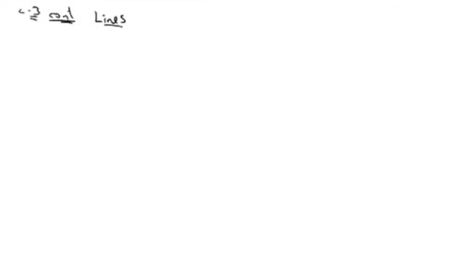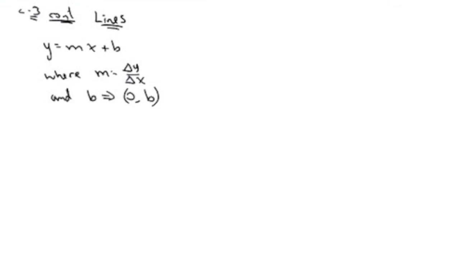Lines. So y equals mx plus b, where m equals change in y over change in x, and b becomes 0, b as a coordinate. Now on a test, if I ask for what the y-intercept is, if you tell me 5, I don't give you credit for it. Because 5 is not a point on a piece of graph paper. 5 is just a plain old number. So you have to say 0, 5 to really emphasize that you know it's on the y-axis and it's 5 units up.